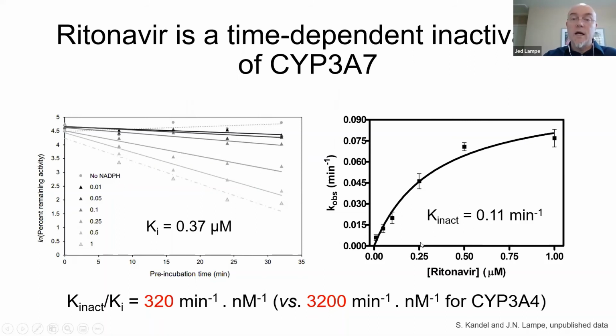And when we fit that to our hyperbolic curve, we get a Ki of 0.37 micromolar and a K inact of 0.11 per minute. A lot of times people will look at the K inact to Ki ratio to compare potency of inhibition. And when we look at that for 3A7, we retrieve a value of 320 per minute versus 3,200 per minute for CYP3A4. So it's a more potent inhibitor of CYP3A4 than CYP3A7, which is no surprise because it was discovered initially to inhibit CYP3A4, not CYP3A7.